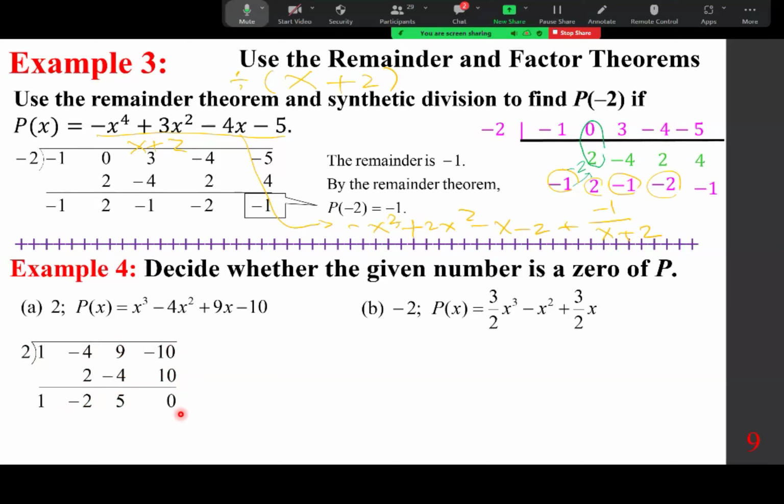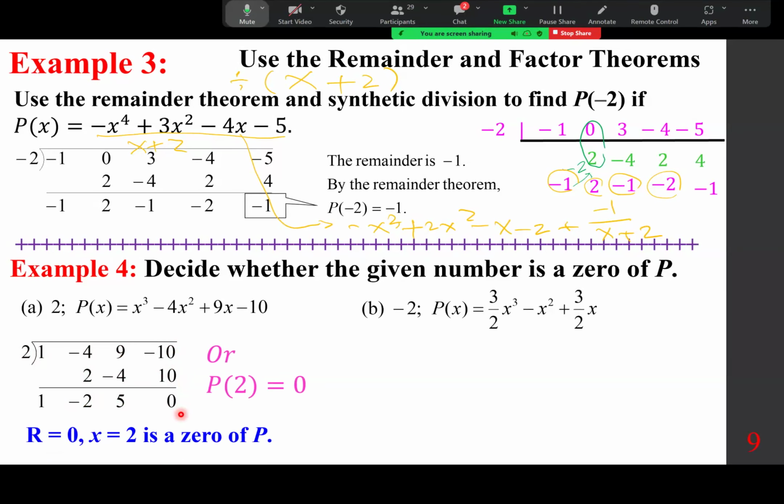Because this is 0, yes, r equals 0, so x equals 2 is a zero of p. Or you can evaluate p of 2, and I leave it for you to try. If you plug in 2 here, 2 cubed minus 4 times 2 squared plus 9 times 2 minus 10 must become 0.